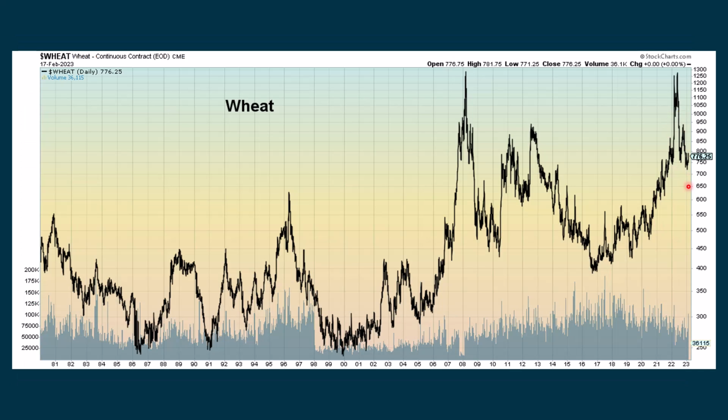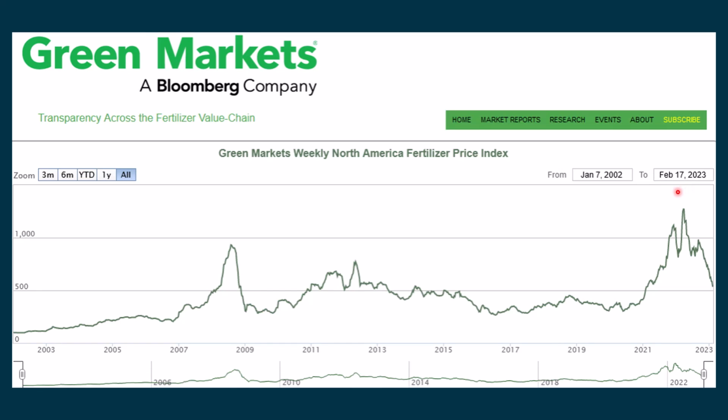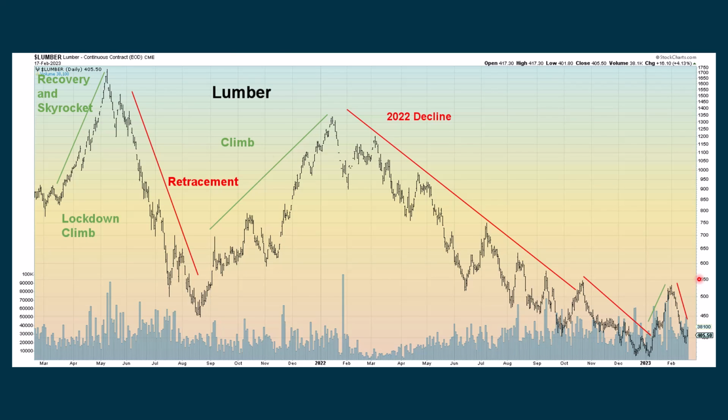Wheat has also been coming down after spiking up. Fertilizer, after spiking up, has also been coming back down. Lumber is now in a downtrend again. It was starting to go back up right at the beginning of the year, but since has turned back down.